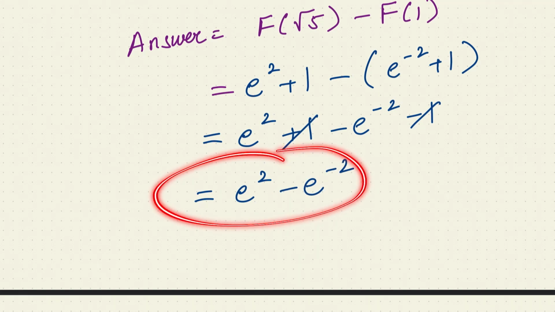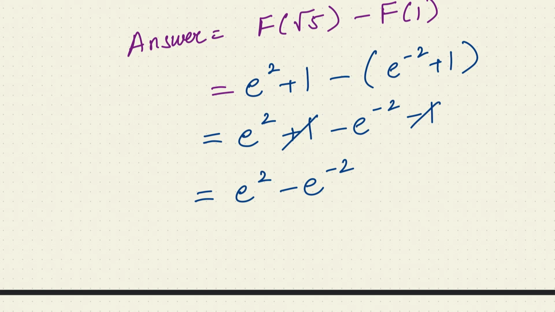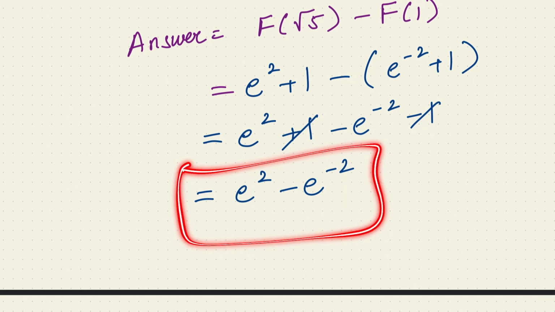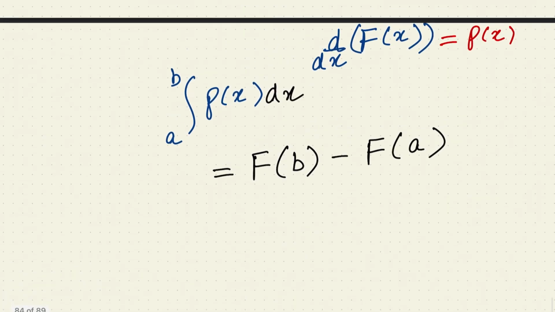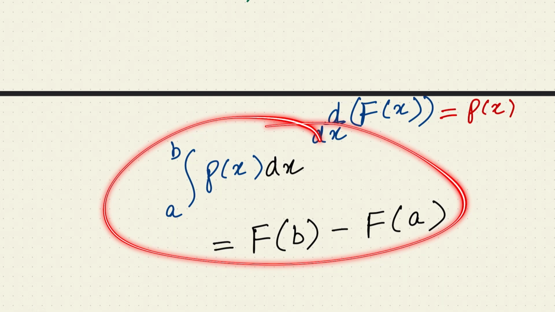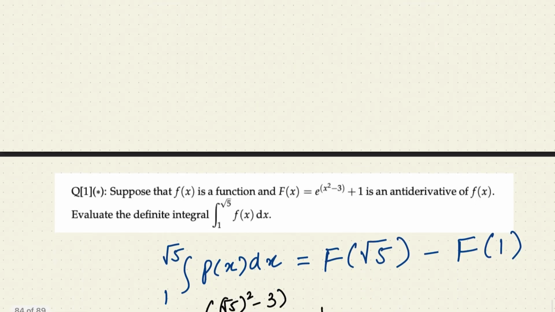You can leave this answer as it is, or you can also simplify this down. It's completely your choice, but this is the final answer, and this is equal to the definite integral of little f(x) dx from x equals 1 to x equals root 5. So that's it for this video, and that is all about the fundamental theorem of calculus that you need to know in order to solve these type of questions.